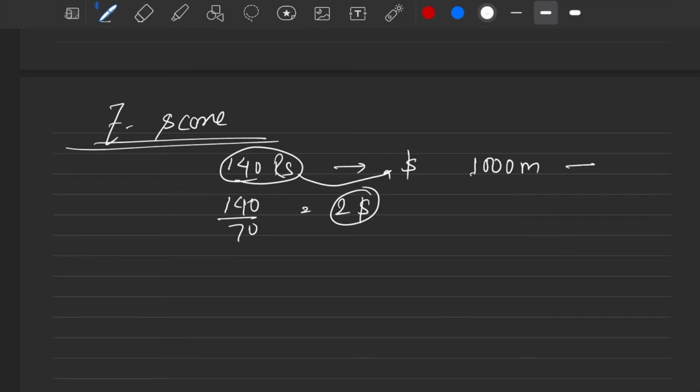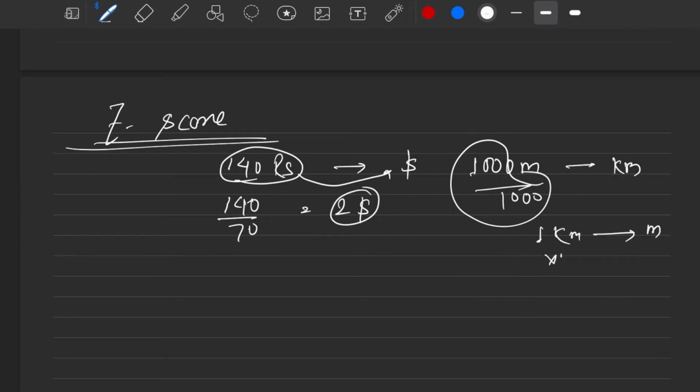Let's say if you have 1000 meters and you want to convert into kilometers, you will divide by 1000 to convert that into kilometers. Similarly, if you have 1 kilometer and you want to convert into meters, you will multiply by 1000. You will do something like that, right?